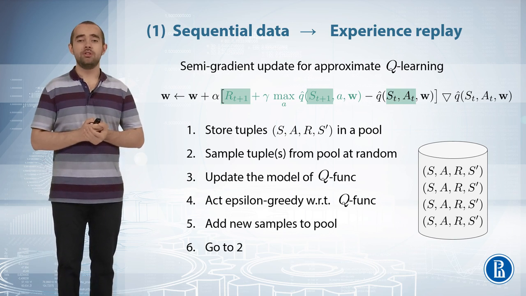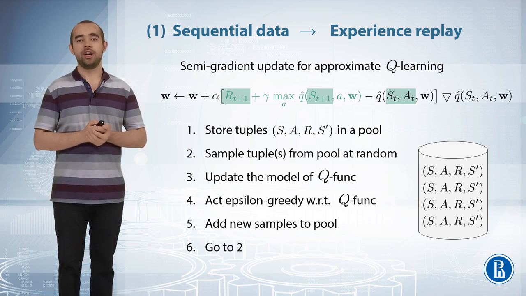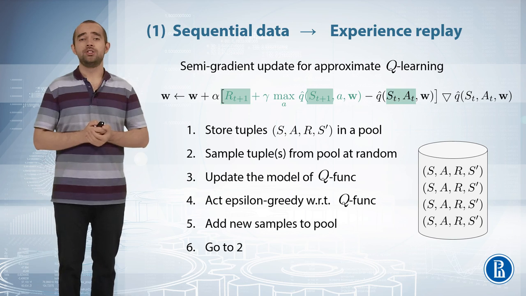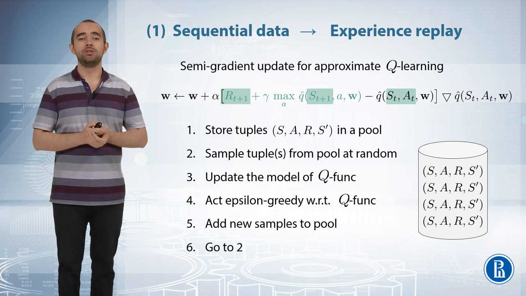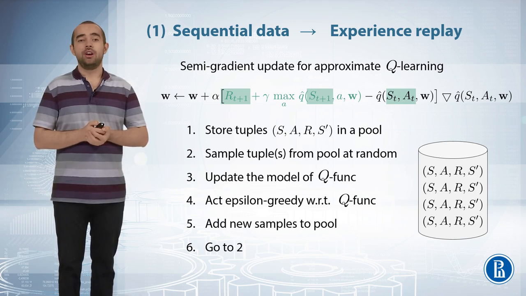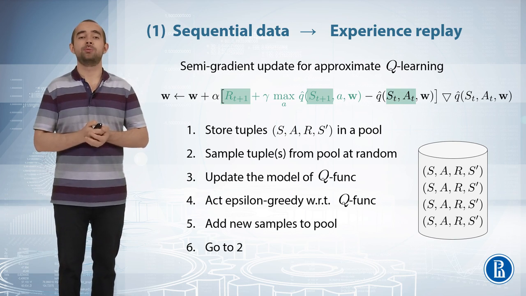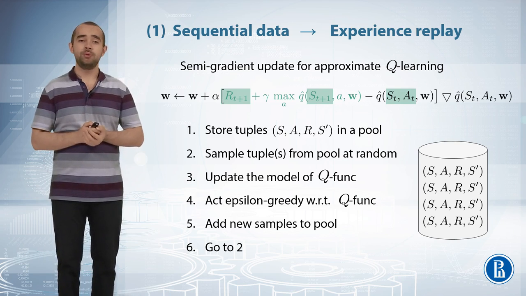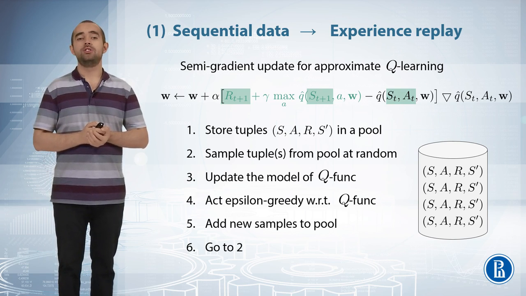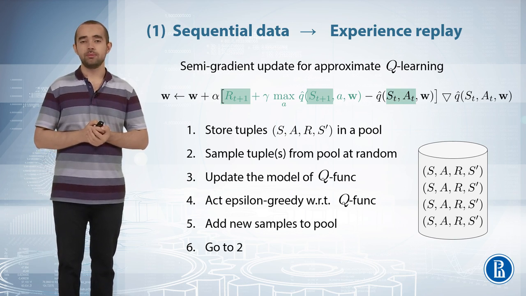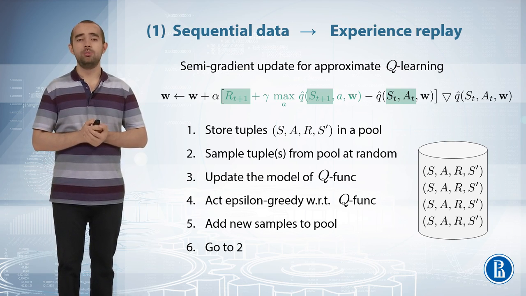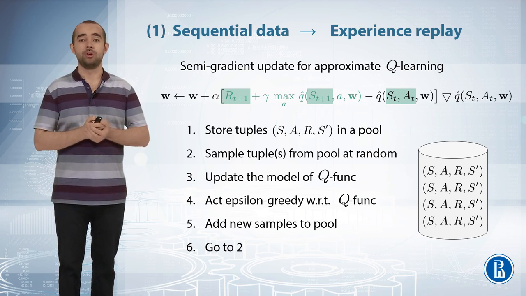So to illustrate, the algorithm is as follows. We first store some tuples S, A, R and S prime in a pool. Then we sample some number of tuples from that pool, say at random, and update the model of Q function using this mini-batch. Then we act in the environment. We interact with the environment using epsilon greedy policy with respect to current estimates of Q function. We obtain some new tuples S, A, R and S prime, and we add these tuples into the pool. And we repeat this in a loop until we are sure that we want to terminate the learning process.